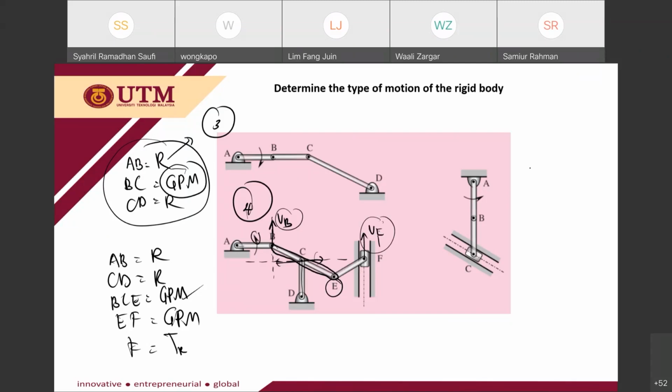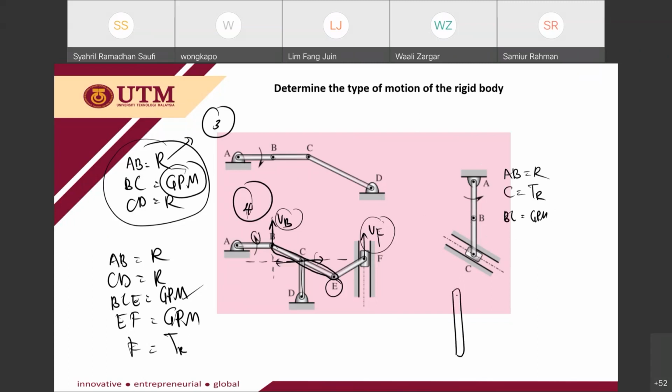Okay, so for this case, AB is rotation. C is rectilinear translation. And then for BC, it is actually GPM. If I draw BC, it will look like this.